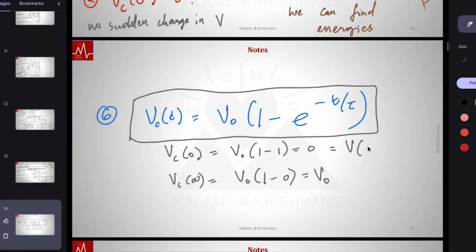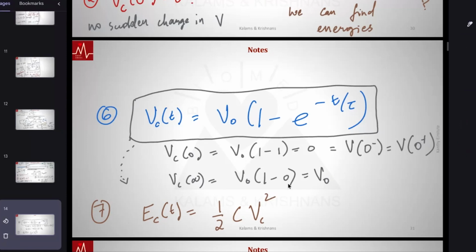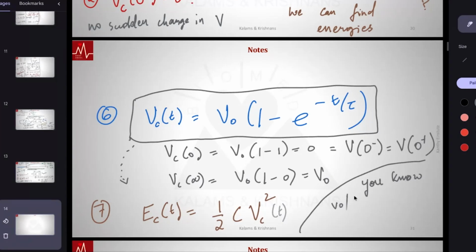This also happens. It cannot change abruptly, so we have the initial voltage. If you know voltage as a function of time, you know energy as a function of time. Substitute the voltage at that time. You know voltage and energy at any time.